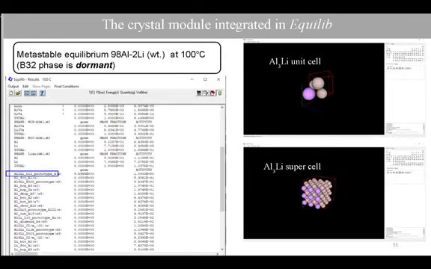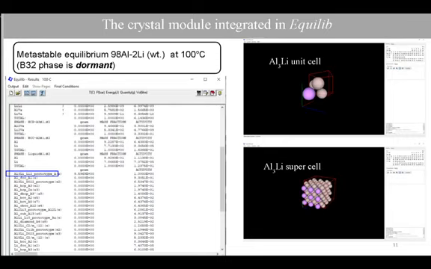If we go back to our example with Al3Li and change the amount of aluminum and lithium and set the temperature to 100 degrees Celsius, we see that the metastable phase of Al3Li with the L12 structure is formed as a precipitate along with another phase of aluminium with the FCC structure. This is accomplished while setting the B32 phase dormant in the equilib module. This is where the crystal module comes into play.